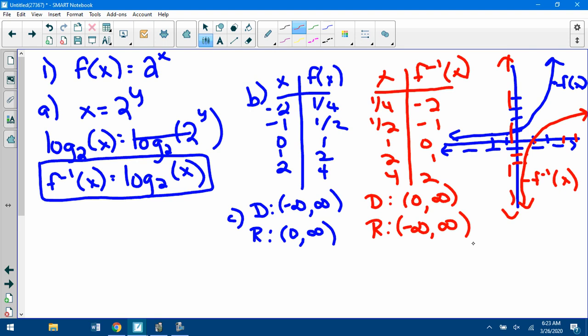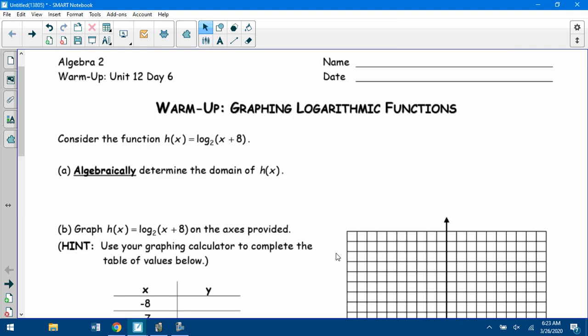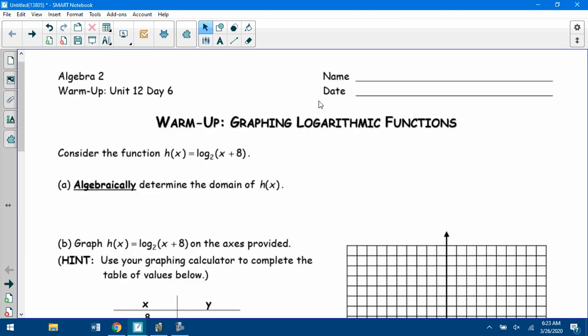Okay, so that starts you off on the review sheet. You can finish that off for homework. Before the test tomorrow, I would say look over this warm-up also. As I told you, there would be a graphing question similar to that.